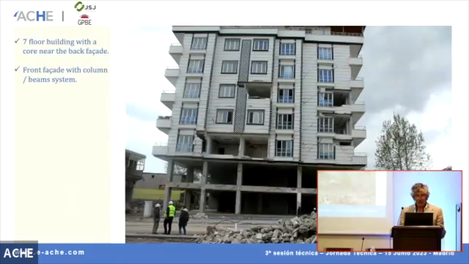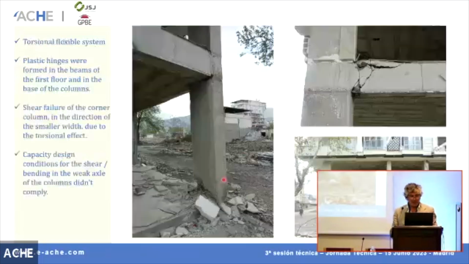Anyway, if you can look at this, this is a problem. This is a case where probably the conceptual design should think a little bit more, because this building was a 7-story building with a large core in the back facade of the building, okay? And the front facade of the building has columns, a frame system, so columns and beams. And what we saw was that it was a torsional flexible system.